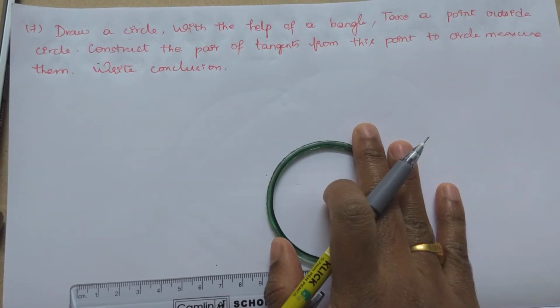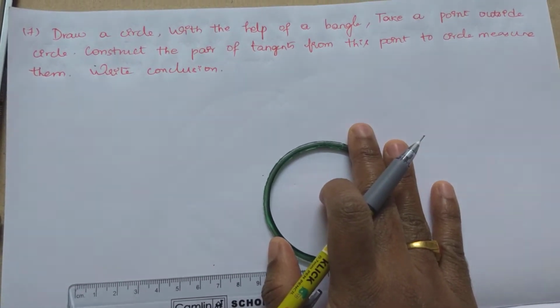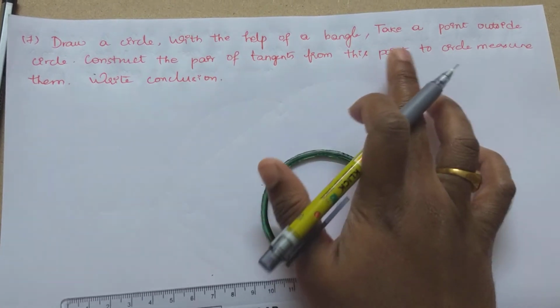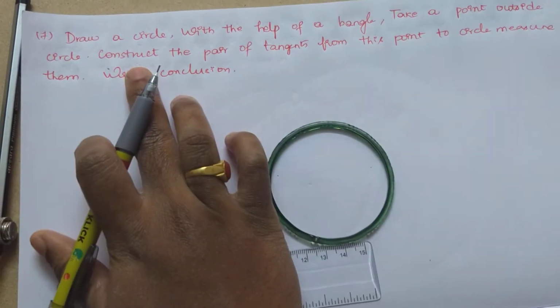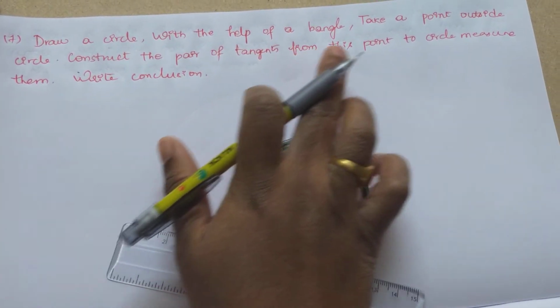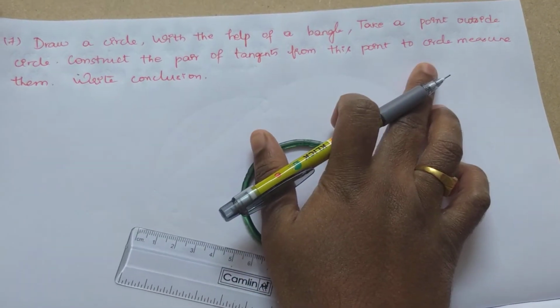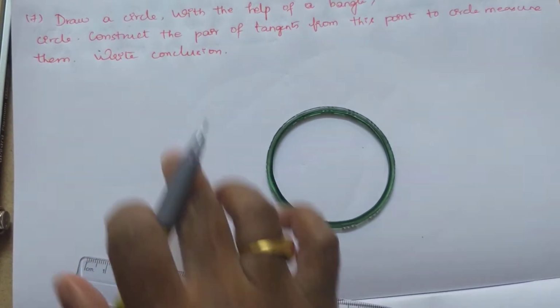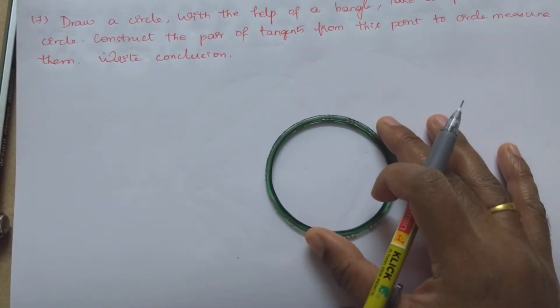Hello friends, let's solve question number 7. Draw a circle with the help of a bangle. Take a point outside the circle. Construct the pair of tangents from this point to circle. Measure them. Write conclusion. So first, what did they ask us to do?